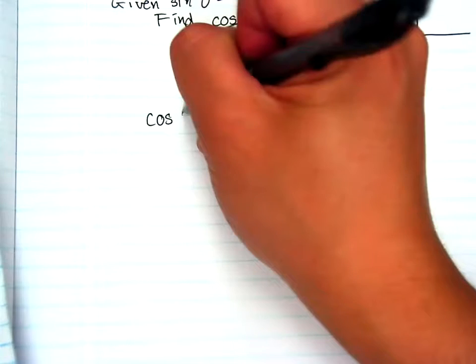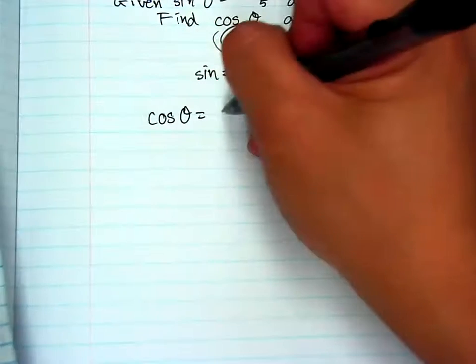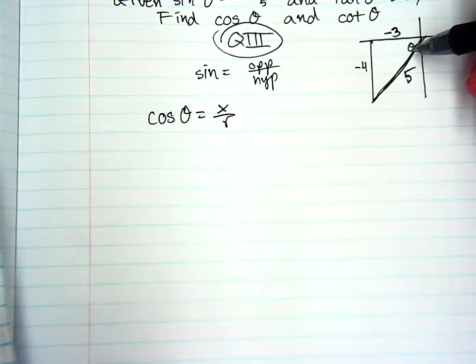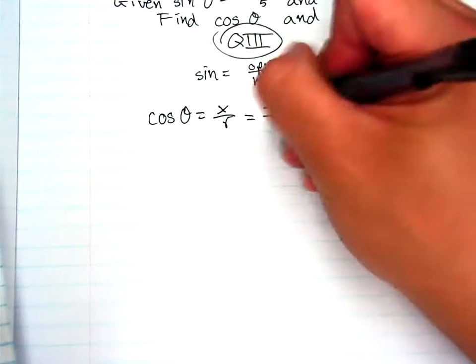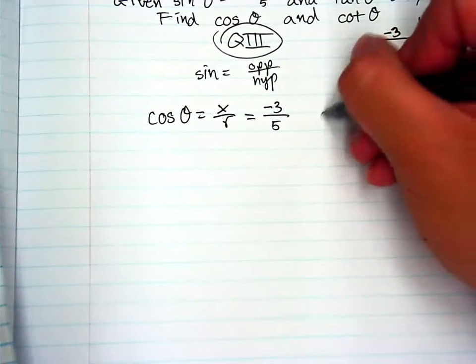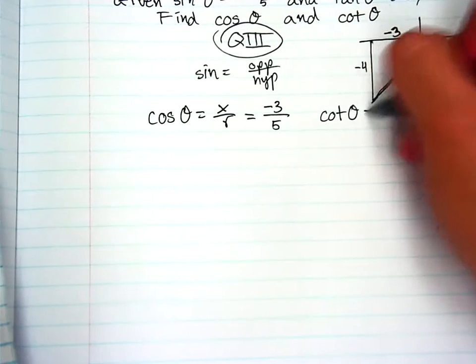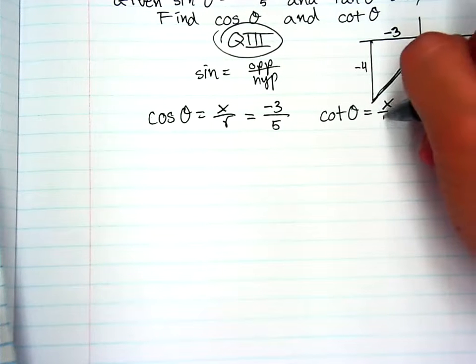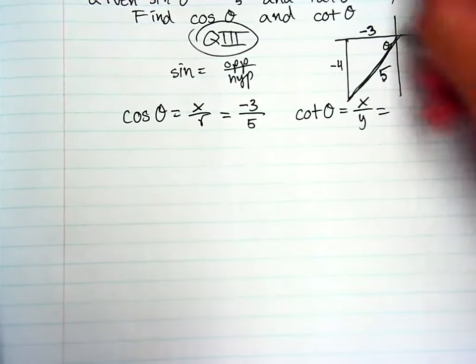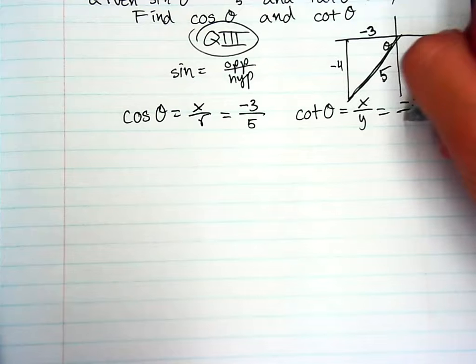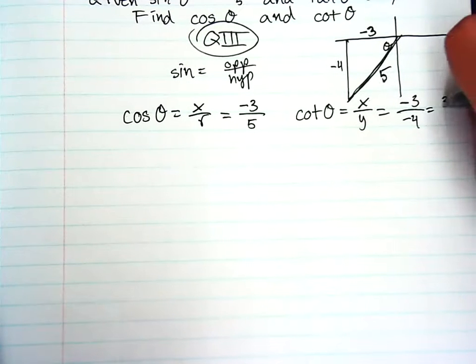Cosine theta is equal to x over r. You could also just look at your figure and find cosine theta. But our x value is negative 3, and our r value is 5. So cosine theta is negative 3 over 5. Cotangent theta, that's going to be x over y, because tangent theta is y over x. X over y will give me negative 3 over negative 4, which is 3/4.